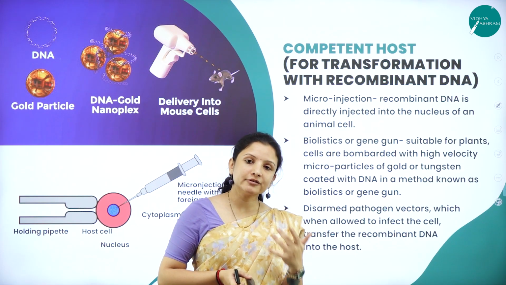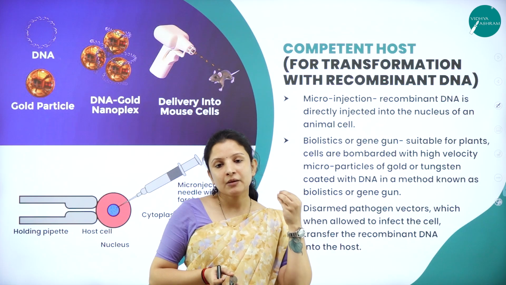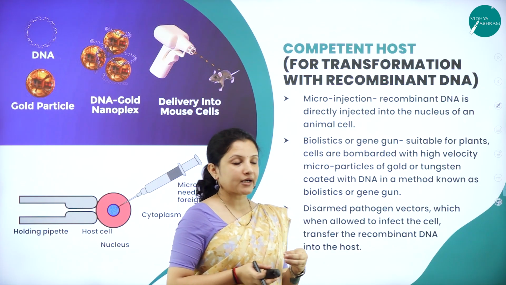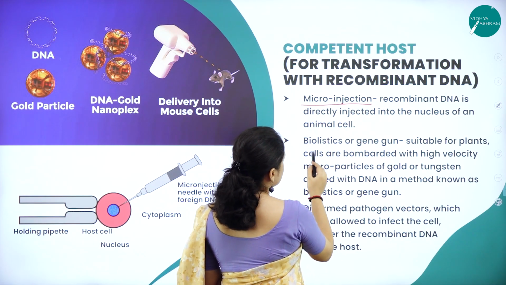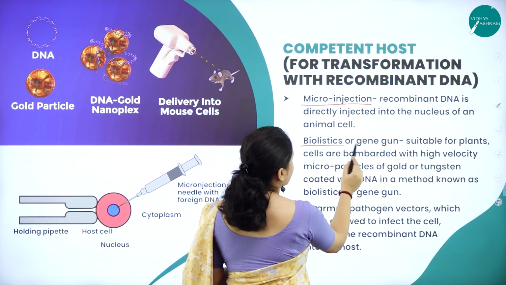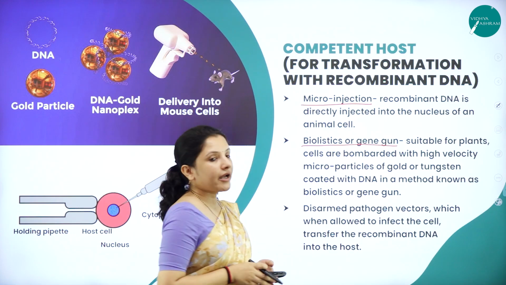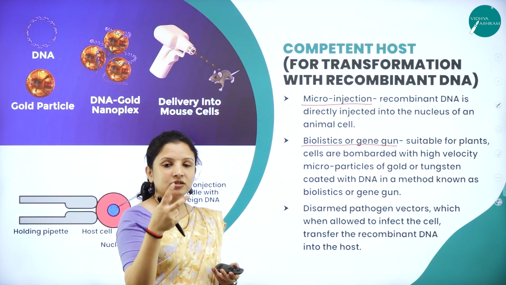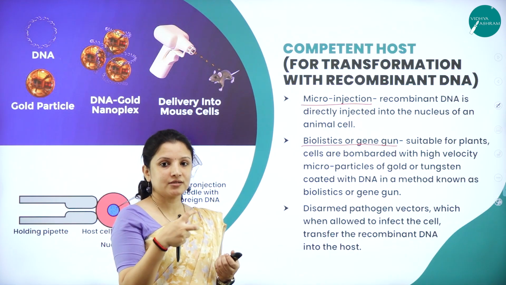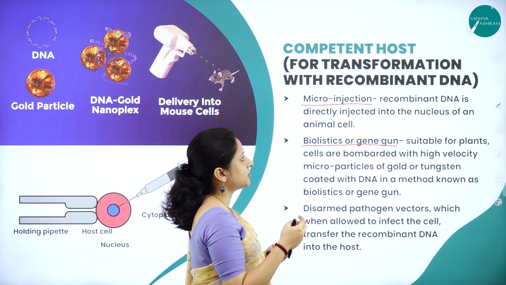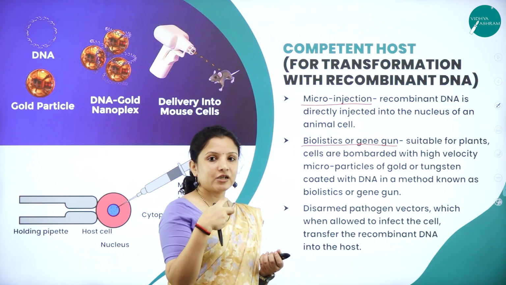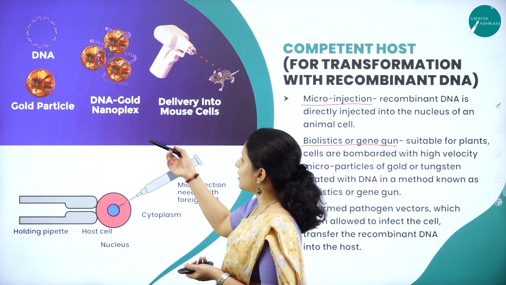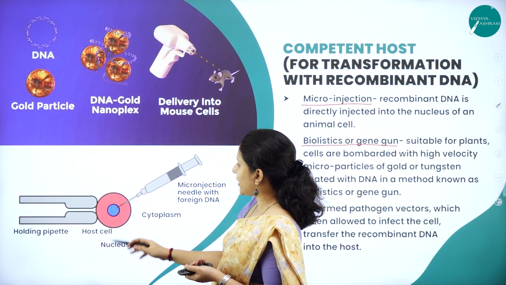Instead of that, there are also other methods by which we can make the DNA enter into the bacteria. Three important methods are there. One is micro-injection. The other two are very important: ballistic or gene gun method. Micro-injection. Here, small injections are used, that is micro-injections. To that micro-injection, the recombinant DNA will be put and it will be directly injected into the bacteria. So, this is about the micro-injection.